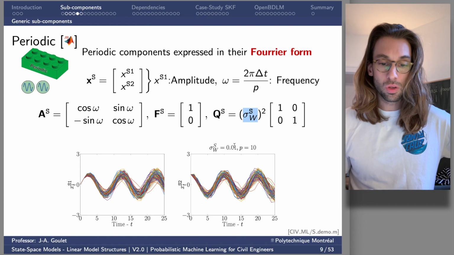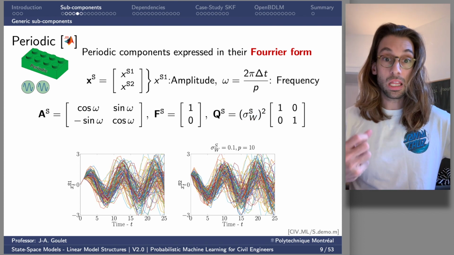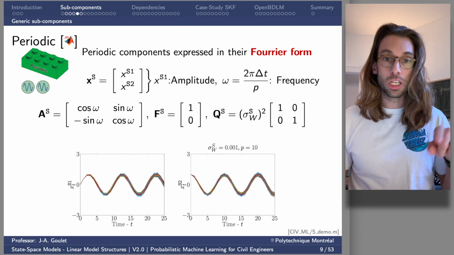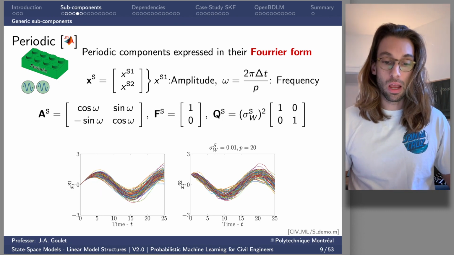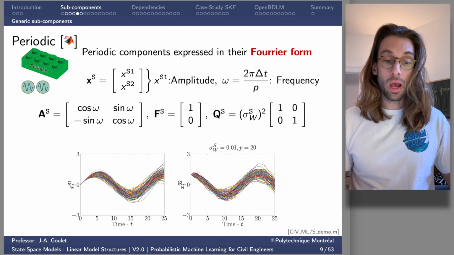So instead of using 0.01, I use 0.1. We see that we greatly increase the possible variability in my hidden states. If instead I use something much smaller, it's going to tend to a perfect sine wave. If instead of using a period of 10, I use a period of 20, then I'm going to make one cycle over 20 time steps, okay?